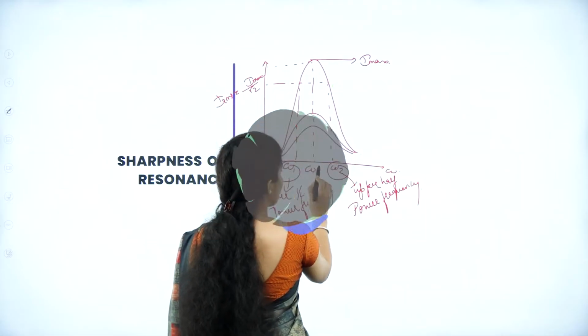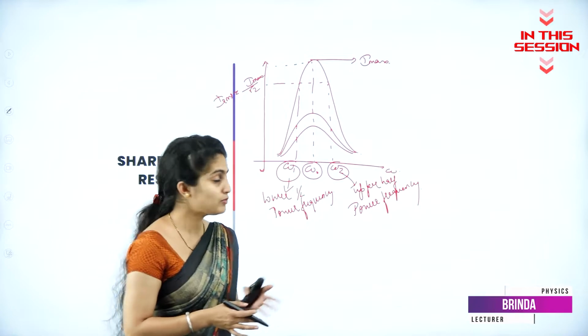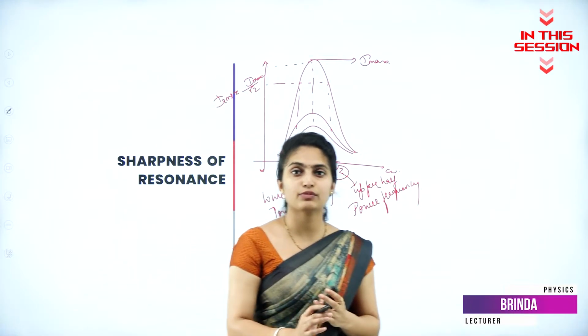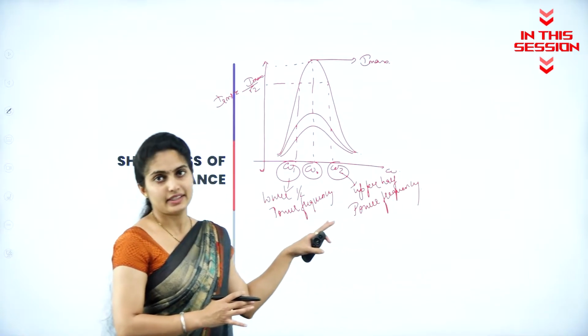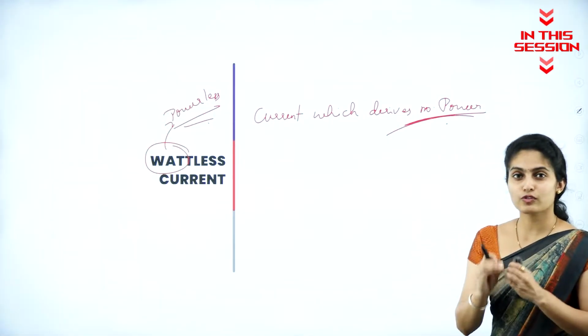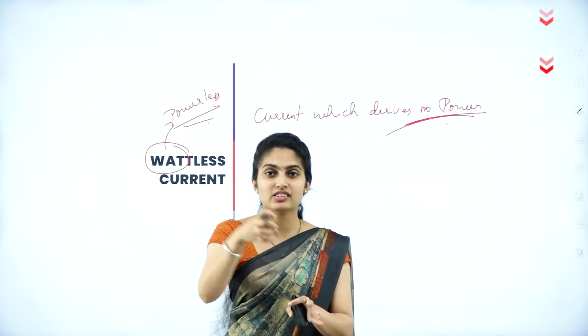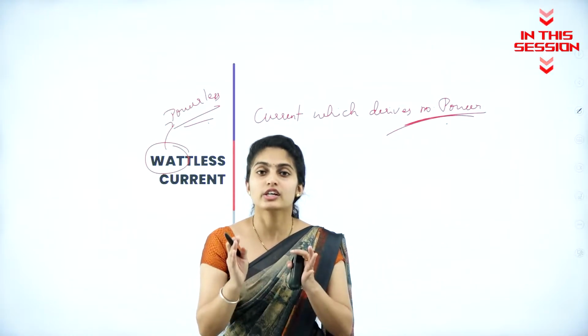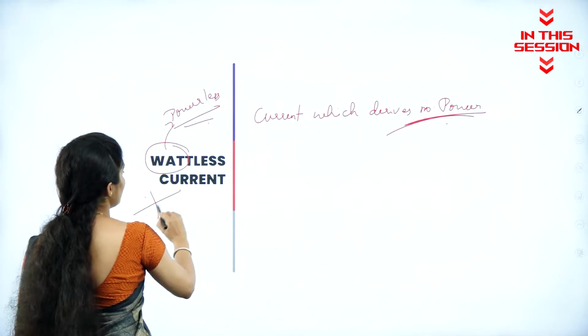The frequencies which arise between the lower half power and the higher half power will be the maximum frequency, which is called the peak frequency, for which the maximum current as well as the maximum voltage can be identified. There is a certain amount of current which is flowing internally within the circuit, but it doesn't derive any power from the source, which is known as wattless current. So this is also very important for 1 mark.